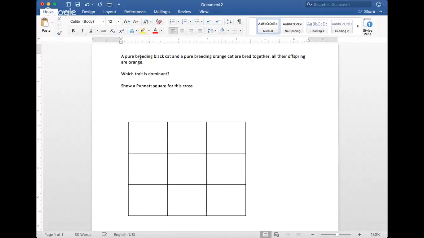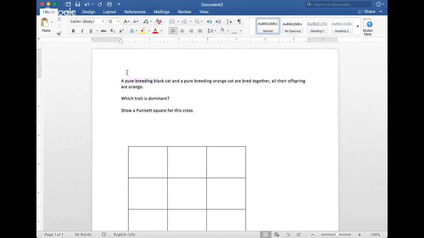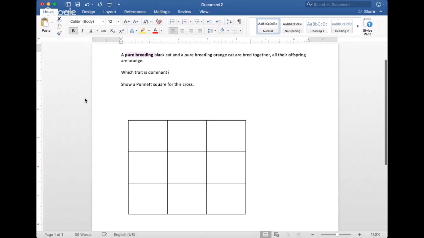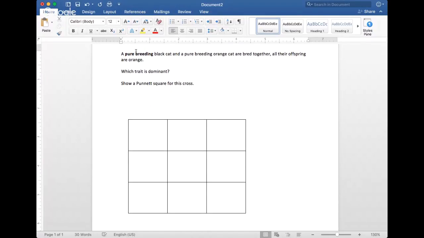When we say pure breeding here, this term is telling us something. If something is pure breeding, that means it's homozygous. We know that these are homozygous because they can only have one type of the allele in order to be pure breeding. If you cross a heterozygote to a heterozygote, you're going to get a variety of phenotypes in the offspring. If something is pure breeding, it is homozygous. It only has one option for what allele it can give.